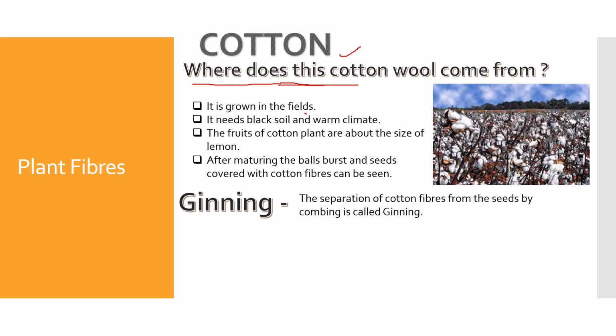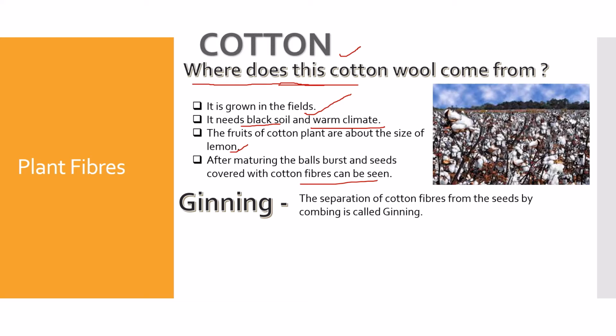First it is grown in the fields, and it needs black soil and a warm climate. The fruits of the cotton plant are about the size of a lemon. After maturing, जब ये mature हो जाते, पक जाते, the balls burst and seeds covered with cotton fibers can be seen. Have you seen any cotton field that is ready for picking? It looks like a field covered with snow.